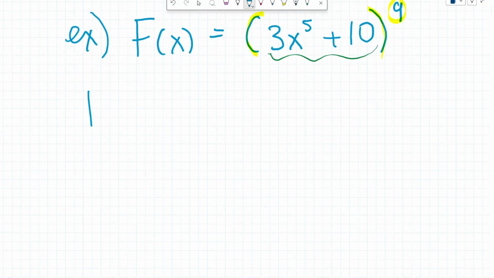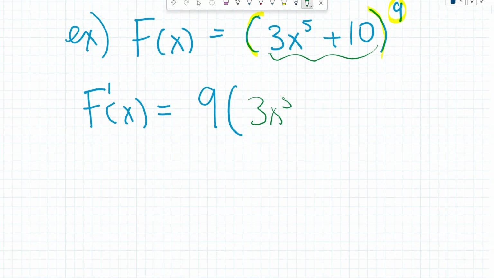So the first thing that we're going to do, so we're taking the derivative, is we're going to take the derivative of the outside function using power rule. So that means that the 9 is going to come in front, and then remember the inside stays the same. So we still have 3x to the power of 5 plus 10, and then this is all to the power of 9 minus 1, following our power rule. So we've done the outside function.